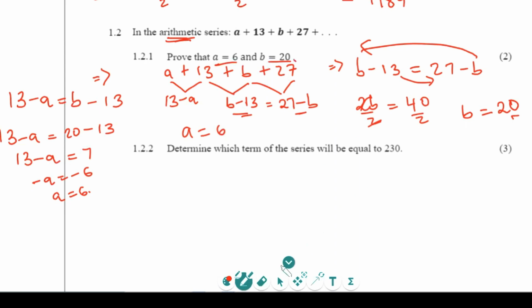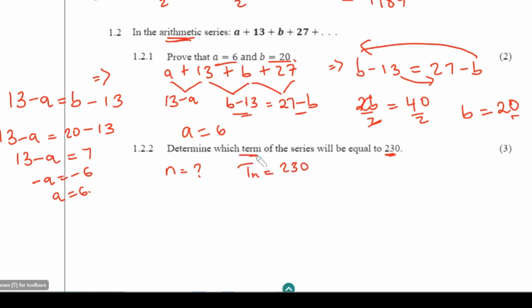And then 1.2.2, they're asking us to determine which term of the series will be equal to 230. What is the question asking for? In other words, they want us to find n, where the Tn is 230. Determine the position where the Tn is 230.